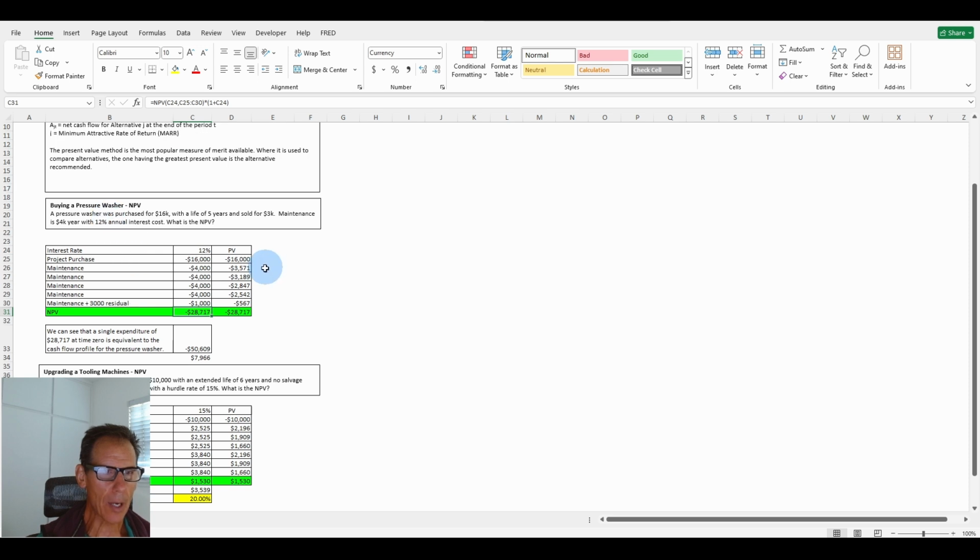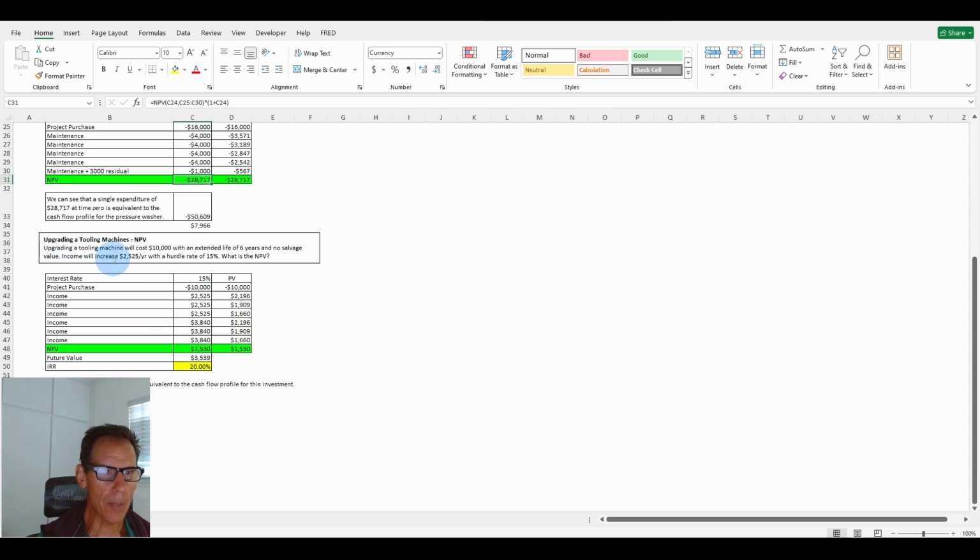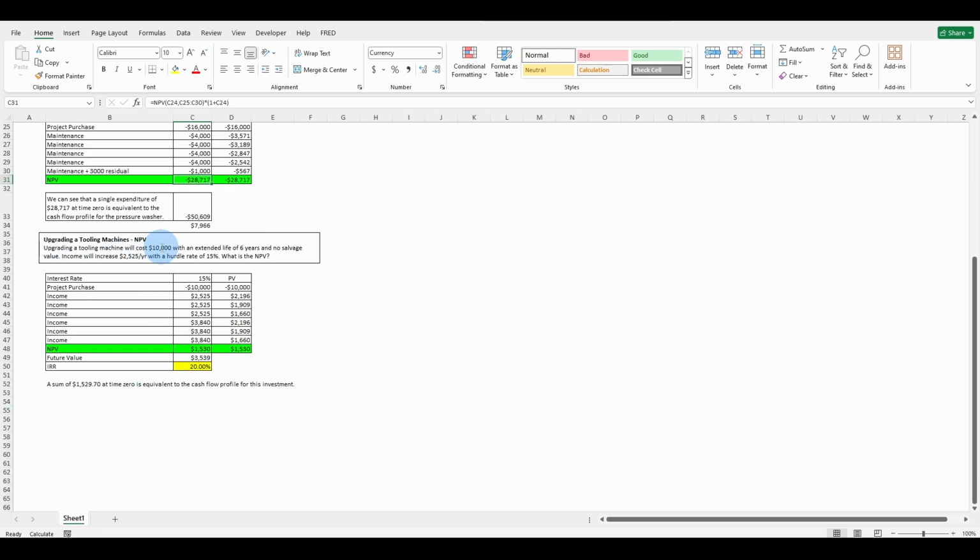You also want to look at rent. Would you rent this thing? If you look at a rent situation, whatever you're doing on the other end, you have to do a cost analysis of this added expenditure. In this example, upgrading a tooling machine will cost $10,000, but it's going to increase sales by 15%. And if this number is positive, then it makes sense to upgrade this machine.